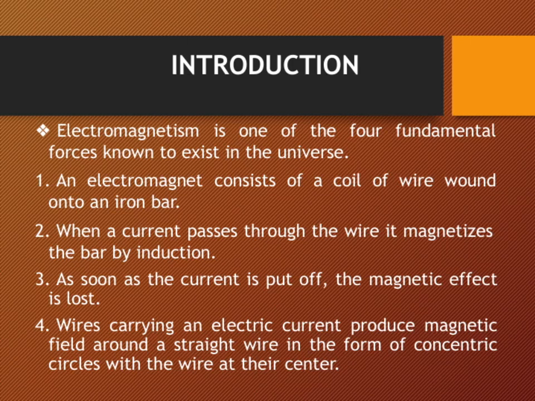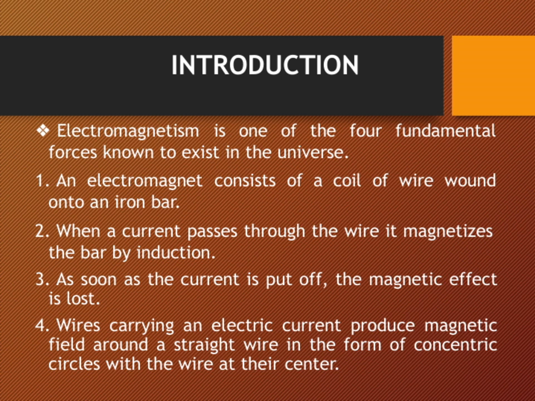Electromagnetism is one of the 4 fundamental forces that we know exists in the universe. It plays a crucial role in many of the technologies we use every day. An electromagnet is typically made up of a coil of wire wound around an iron bar. When we pass an electric current through the wire, it magnetizes the iron bar through a process called induction. This creates a magnetic field, turning the iron bar into a temporary magnet. Interestingly, as soon as we turn off the current, the magnetic effect disappears.